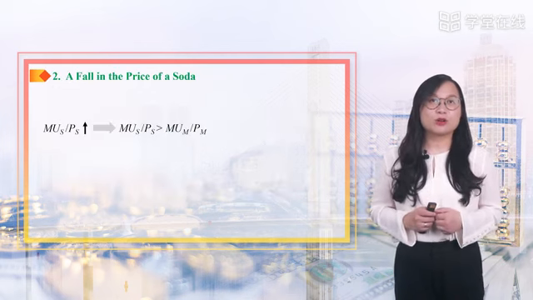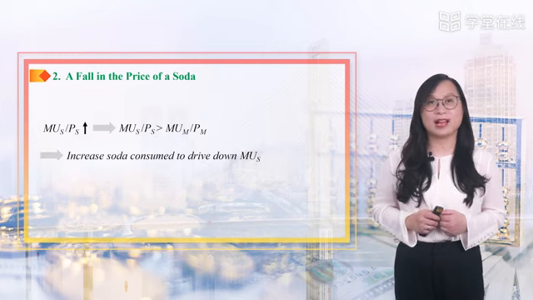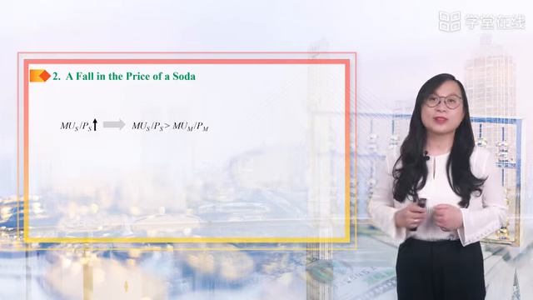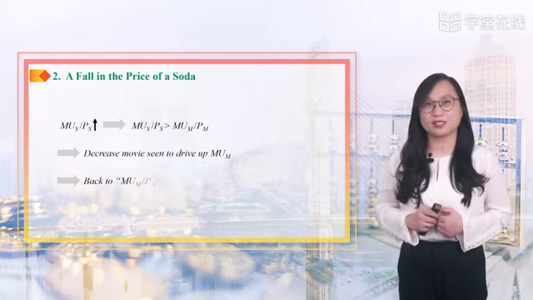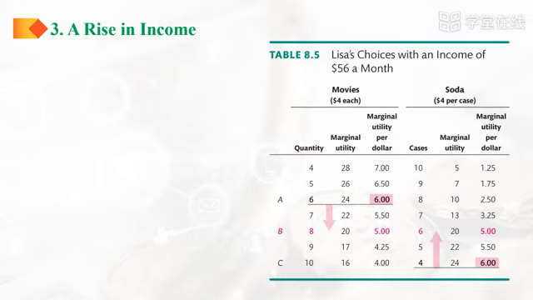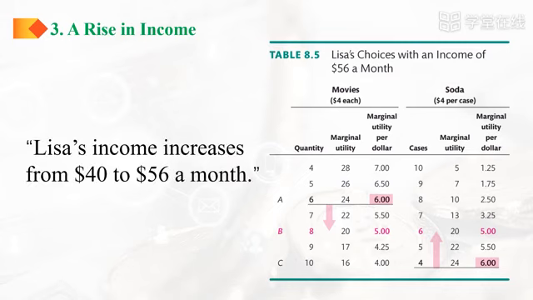Now, in the situation of a fall in the price of soda, I believe you can practice by yourself with no problem. Then we can skip it now and move on to our next situation. What will happen when Lisa's income increases from $40 to $56 a month? Apparently, she has more to spend now, and she could buy more movies and soda. Let's have a look at Table 8.5, which shows these predictions.